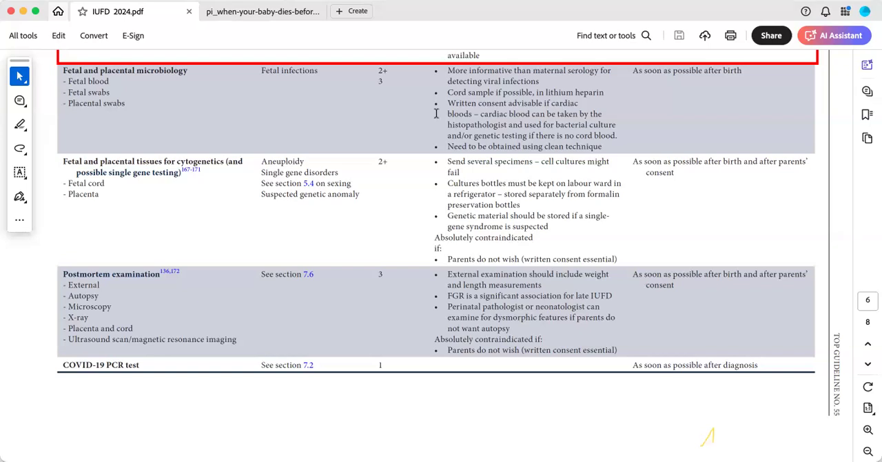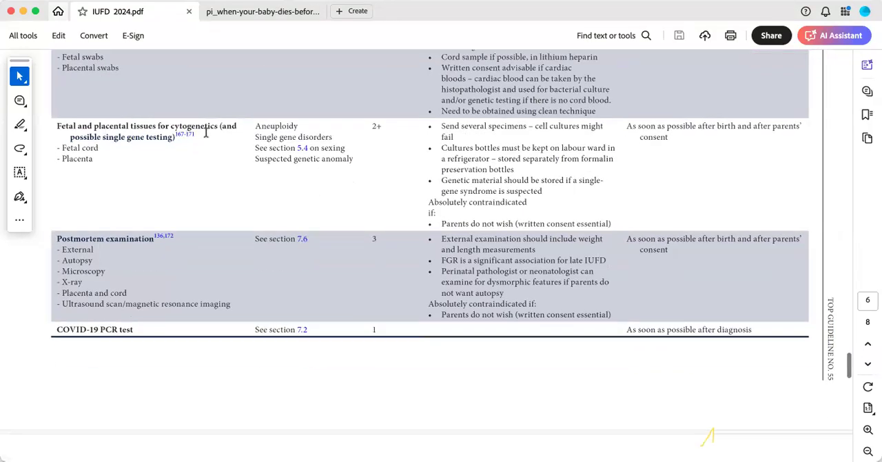blood, okay? Cardiac blood can be taken by the histopathologist and used for bacterial culture, or needs to be obtained using a clean technique. Please remember this point, okay? So we are screening for fetal infection by fetal blood, fetal swabs, and placental swabs.